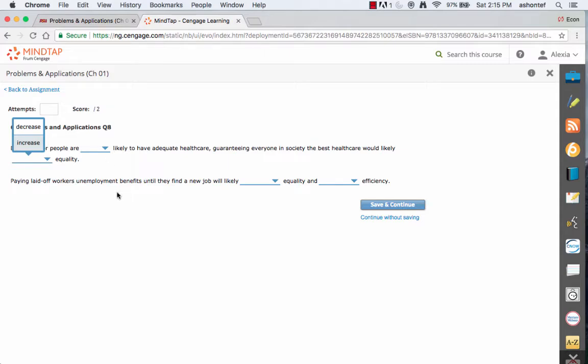And then this part says, paying laid off workers unemployment benefits until they find a new job will likely, and again, you're going to click on this and see it says decrease or increase equality, and blank, increase or decrease efficiency. So this is a great question to kind of see how in economics sometimes there can be a cross between allowing us to have more equality, but it can be at the expense of efficiency. So take that into account as you answer this particular question. I'll move on.